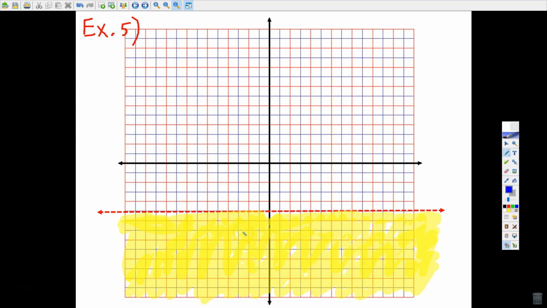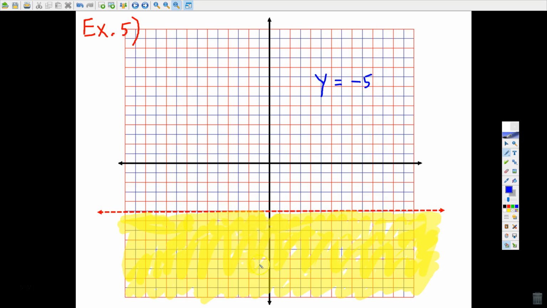Example number 5, well, this time, if you notice, I have a completely horizontal line that's never going to cross the x-axis. It only has a y-intercept, and it's going to cross the y-axis at negative 5. So the equation for that red line, if I just wanted the equation for it, I would say y equals -5.